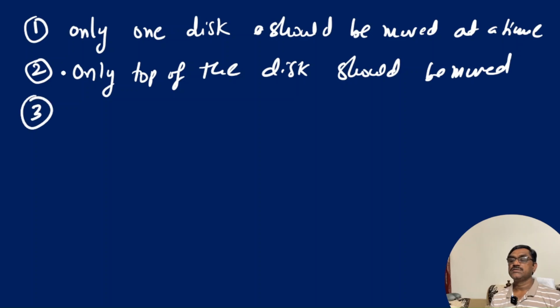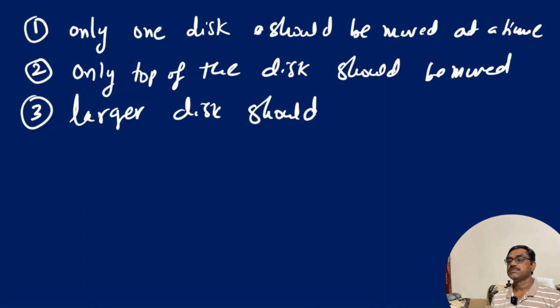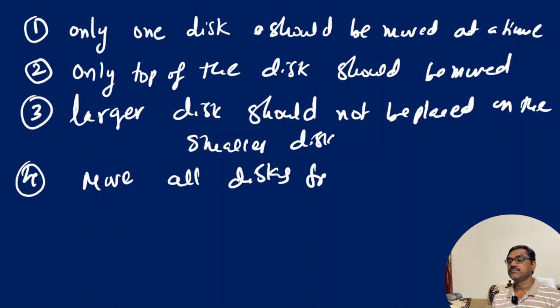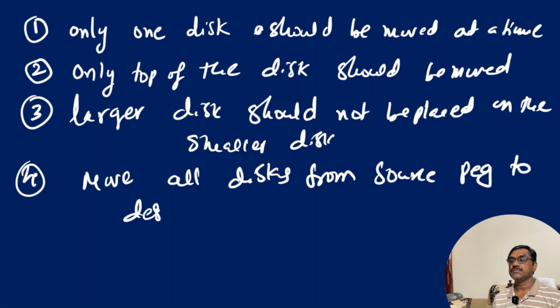And the third one is a larger disk should not be placed on a smaller disk. And the fourth condition is to move all disks from the source peg to the destination peg.